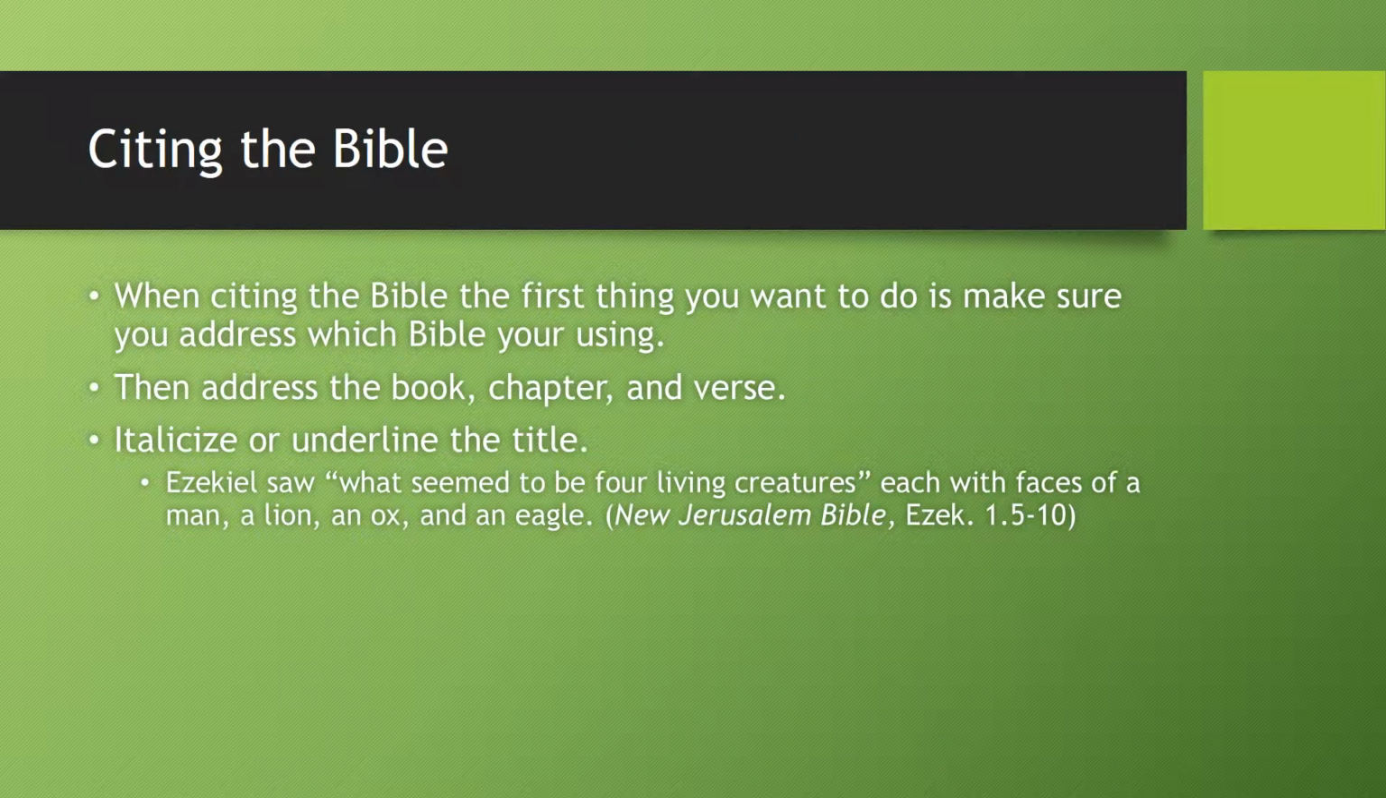Citing the Bible. When citing the Bible, the first thing you want to do is make sure you address the Bible you're using. Then you want to address the book, chapter, and verse. And you also want to make sure you italicize, as I did here, the New Jerusalem Bible. This is the type of Bible that's being used, so you want to italicize that because that's considered the title. And then the book it's under is Ezekiel, and then the chapter and verses.